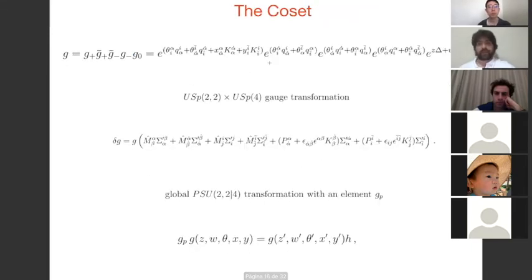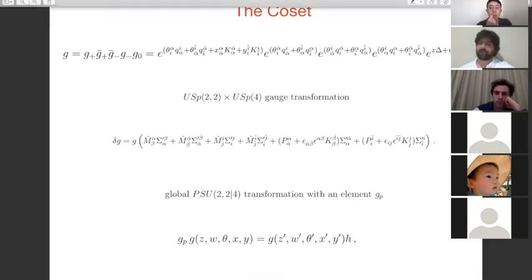So basically, what are my generators? And then there is the coset. So we have to select a particular representative of the coset, right? So we picked this one. It was not totally arbitrary.